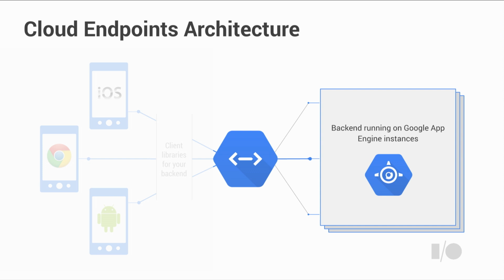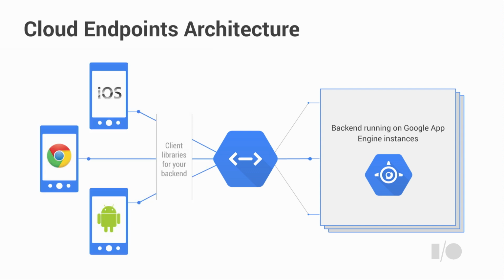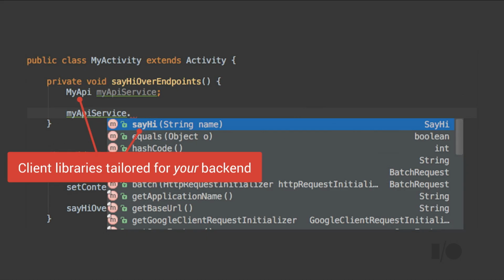I deploy that to the backend, and it starts running on Google's infrastructure. And then finally, once that is done, you can start calling the strongly typed, mobile-optimized client libraries from your mobile app, which are derived from these annotations, which you just put in the code. So here's the same example. If you remember, I gave the API name my API and method say hi.